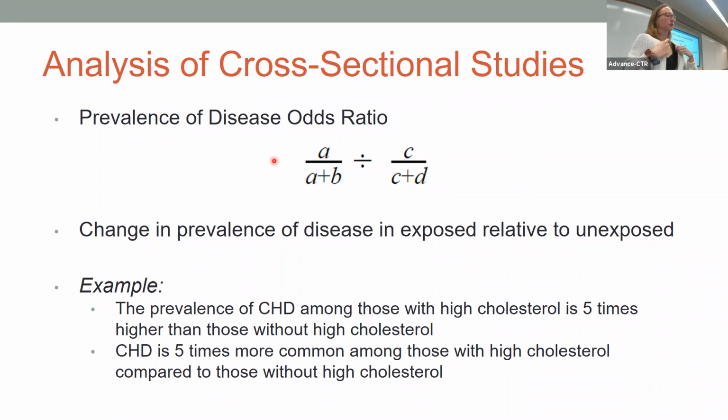What does that mean? If I am doing a study where I'm looking at coronary heart disease as my disease outcome of interest, and I'm looking at high cholesterol as my exposure, and I had an odds ratio of 5, I could say that the prevalence of CHD among those with high cholesterol is 5 times higher than among those without. Or similarly, CHD is 5 times more common among those with high cholesterol compared to those without high cholesterol. So that's the first statistic that we can look at with a cross-sectional study and these 4 numbers that we have.